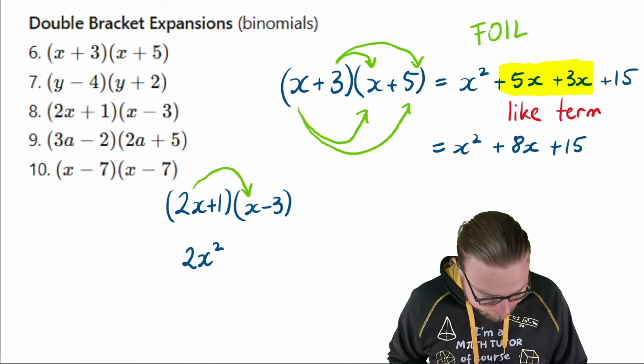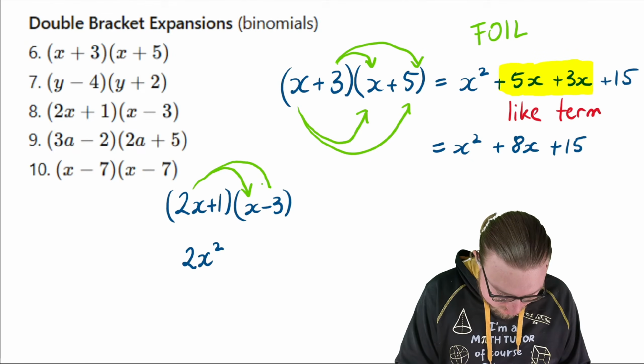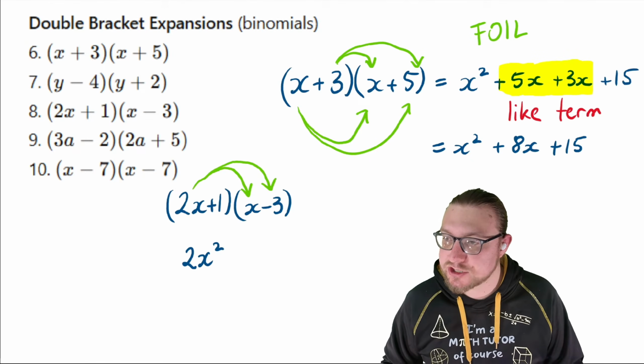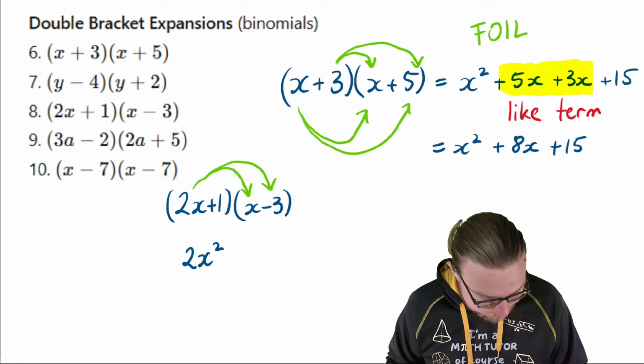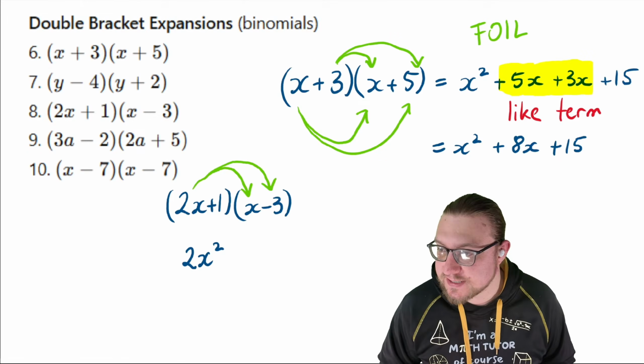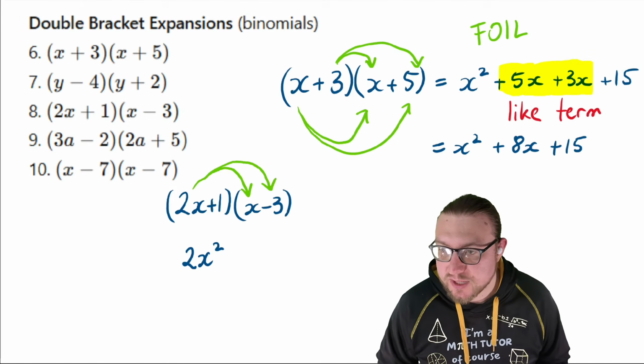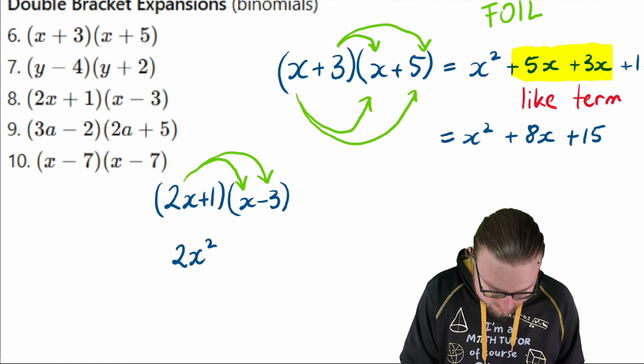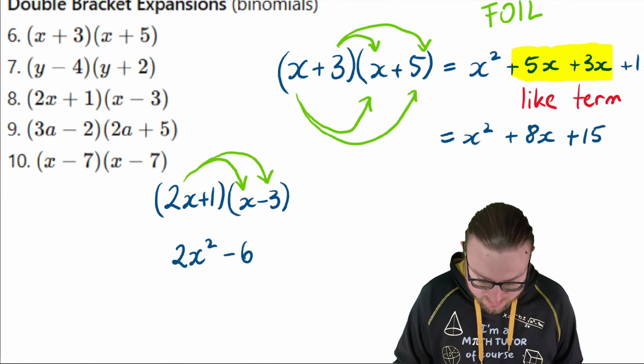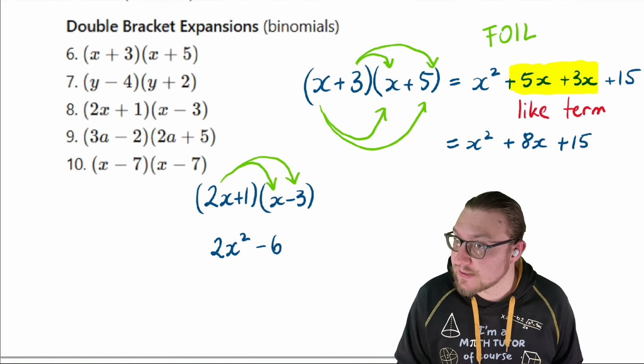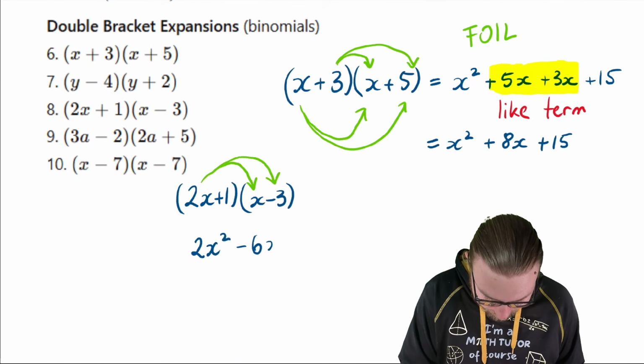That's our first term. For a second term, we're going to multiply with the last digit here, which is negative 3. So 2x times negative 3, numbers first. So 2 times negative 3 is negative 6. And then we still have the x at the end.